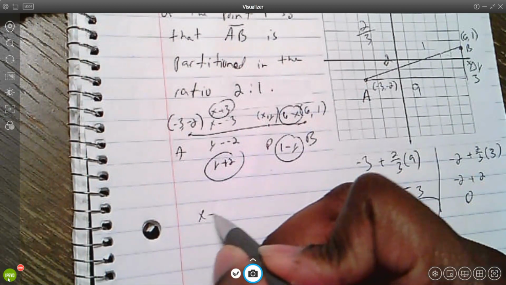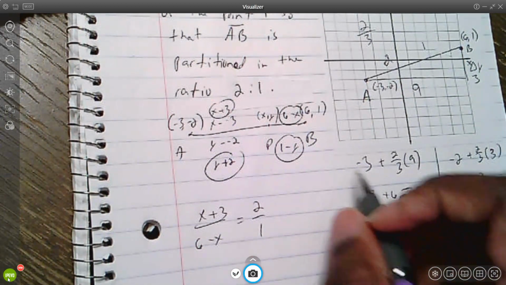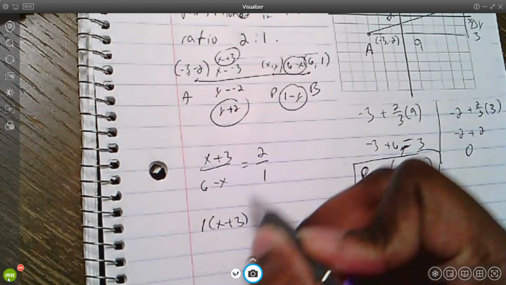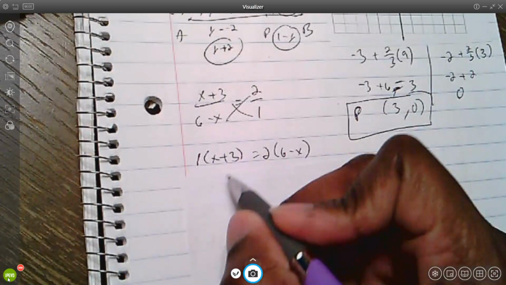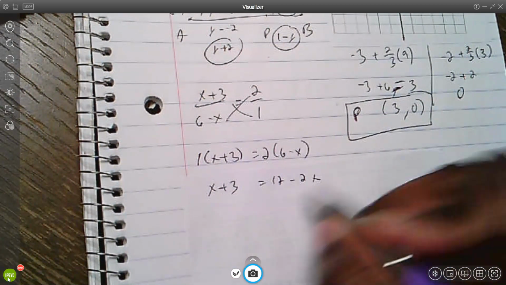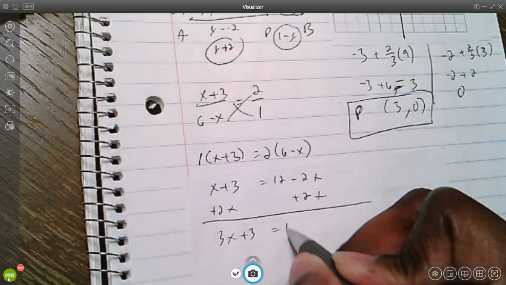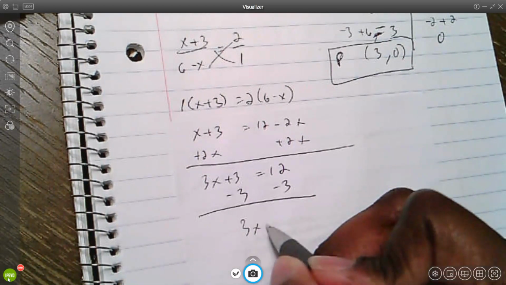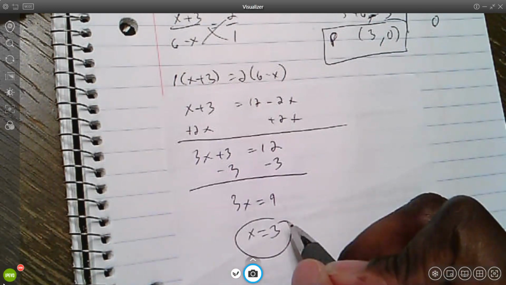So the first ratio gives you x plus 3 over 6 take away x, and that should be a 2-to-1 ratio. So 1 times x plus 3 is equal to 2 times 6 take away x. 1 times that is just x plus 3, and twice that is 12 take away 2x. Add 2x to both sides, giving you 3x plus 3 equals 12. Take away 3: 3x equals 9. So x has to be 3, because 3 times 3 gives you 9.